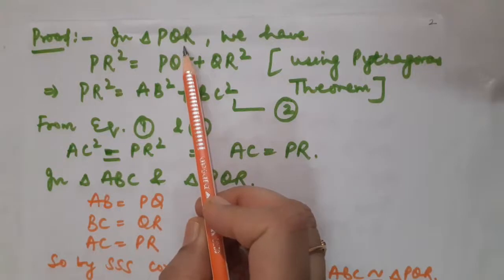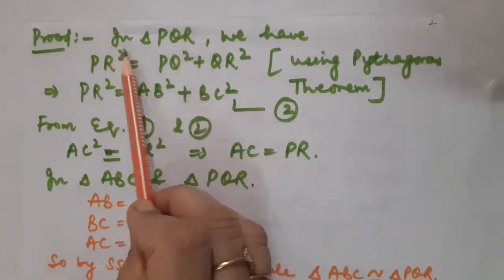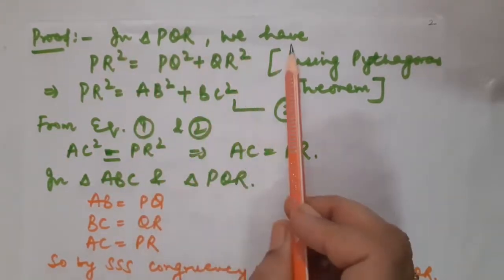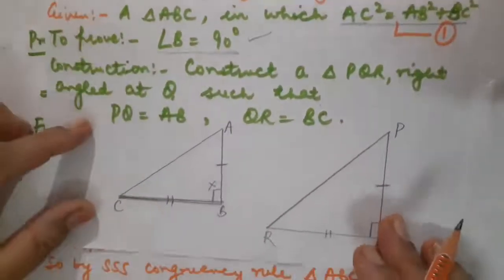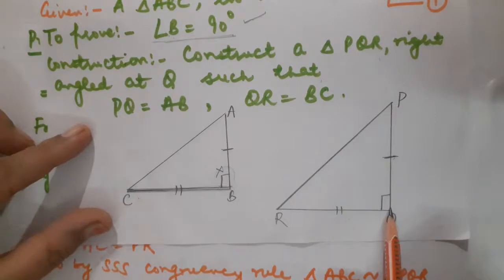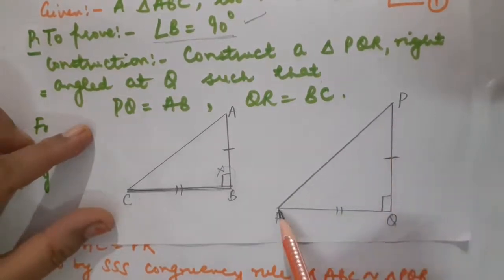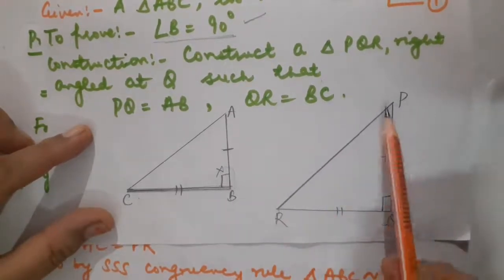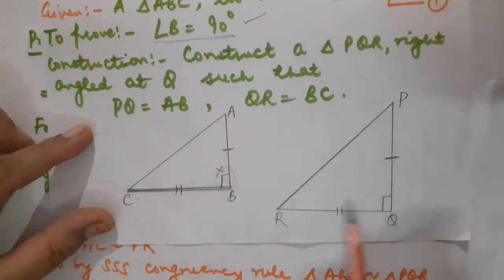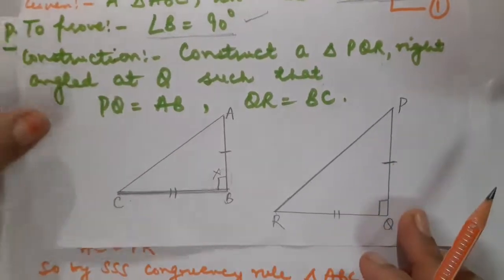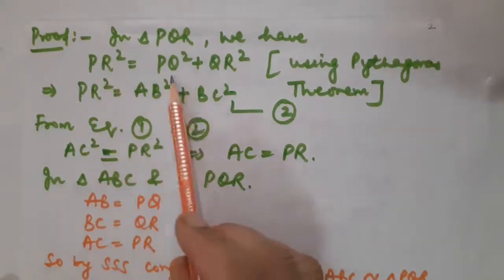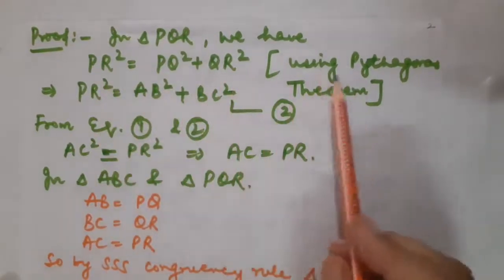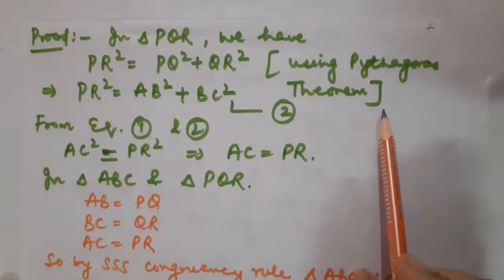So now what we have to do in its proof, I have taken that right angle triangle which I have constructed in my construction. So in triangle PQR we have, as you know, just look at this diagram. It is right angle at Q. So it means PR must be hypotenuse. So PR square is equal to PQ square plus RQ square. Correct? So PR square is equal to PQ square plus QR square using Pythagoras theorem.